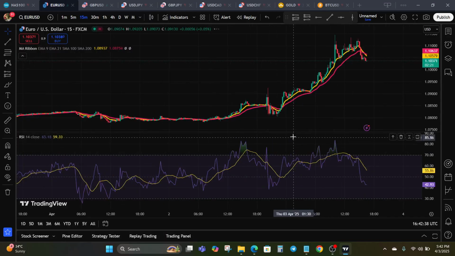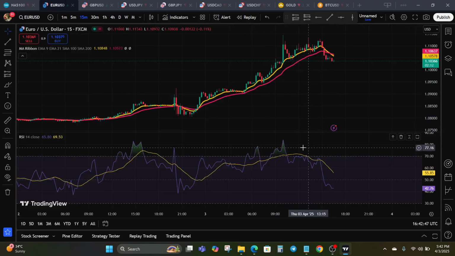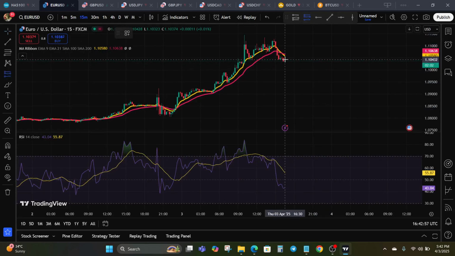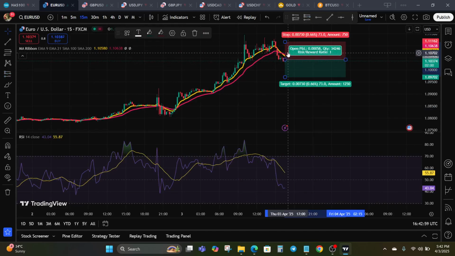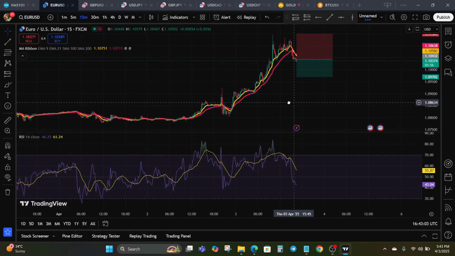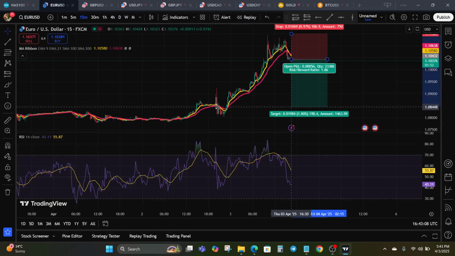Basically, when you notice a bearish crossover, where the 9 EMA crosses below the 21 EMA, and you have the RSI coming down from overbought territory, it is a sign that a bearish move is likely about to happen. In such a scenario, you can consider entering a sell once you get your confirmation and set your stop loss above the previous swing high. And then for your take profit, you can use key support zones.